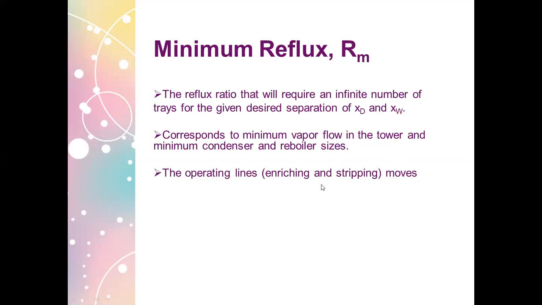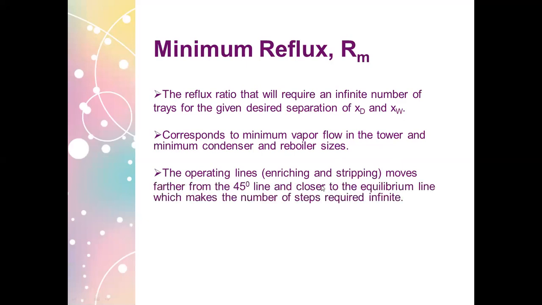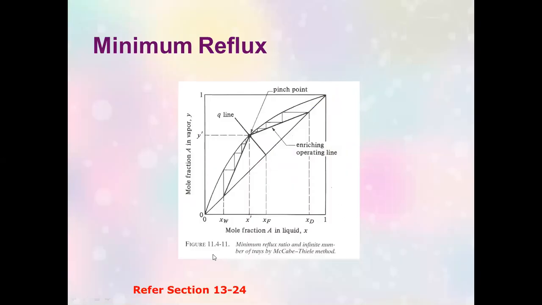Now, the operating lines, enriching and stripping lines, move farther from the 45-degree line and closer to the equilibrium curve, which makes the number of steps required infinite. So if in the case of total reflux your operating lines all coincide with the 45-degree line, in the case of minimum reflux, it's the other way around. So these operating lines are extending themselves towards or approaching the equilibrium curve as much as possible, intersect it, and as such produce what we call the infinite number of stages.